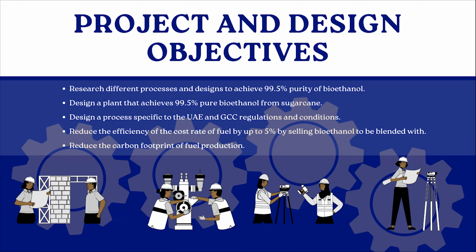Project and design objectives. Research was conducted on different processes and designs in order to achieve that 99.5% purity bioethanol. Design a plant that achieves 99.5% pure bioethanol from sugarcane. Design a process specific to the UAE and GCC regulations and conditions. Reduce the cost rate of fuel by up to 5% by selling bioethanol to be blended with gasoline. Reducing the carbon footprint of fuel production was also one of the main goals.